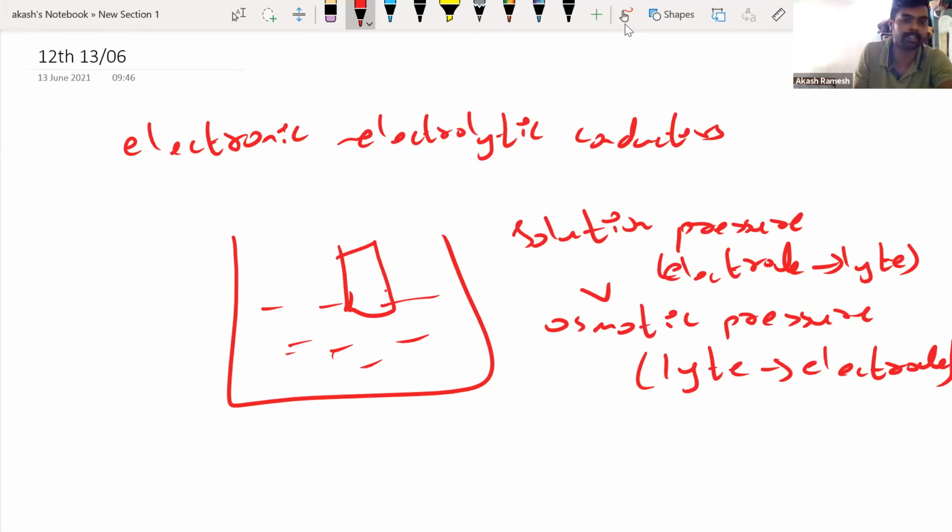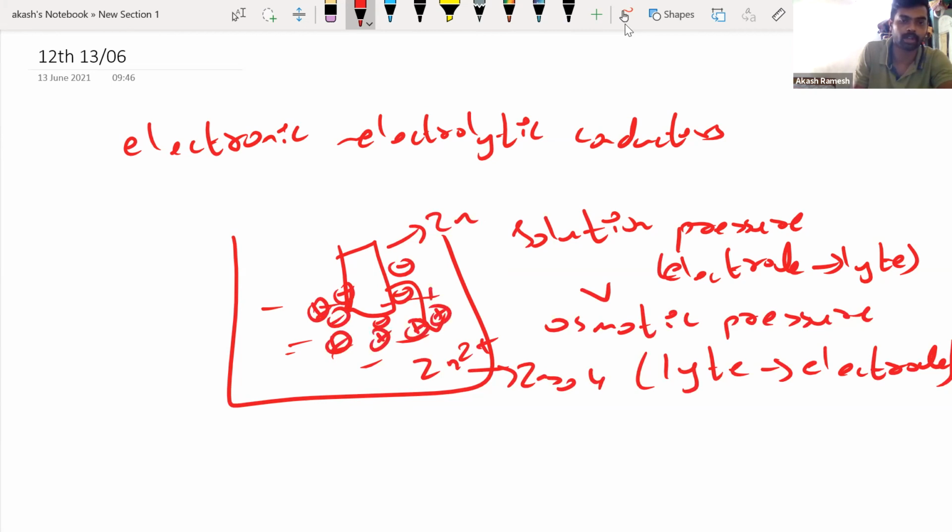So what happens? Say this is ZnSO4 solution, and this is your zinc rod. Now from this, Zn2+ ions are going to go inside the solution. So what is going to happen? I am going to develop some negative charges on the surface, right?